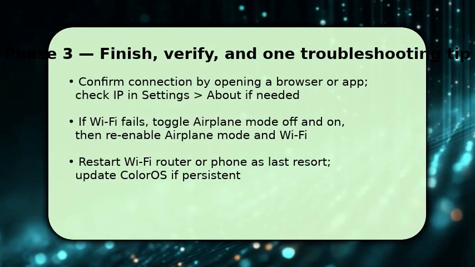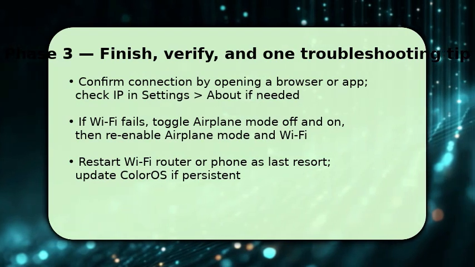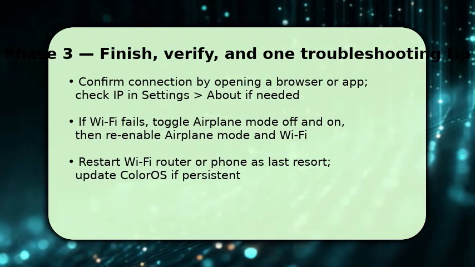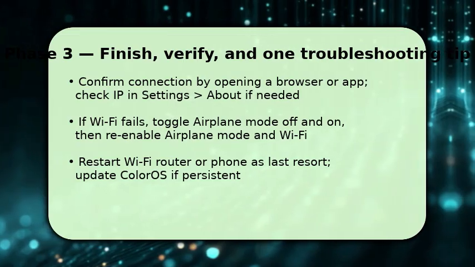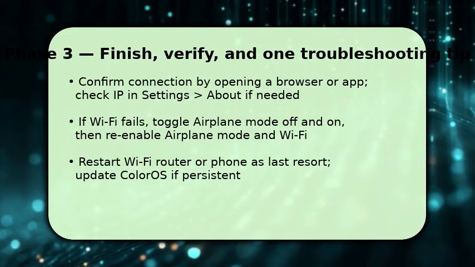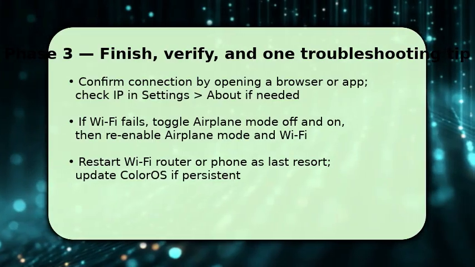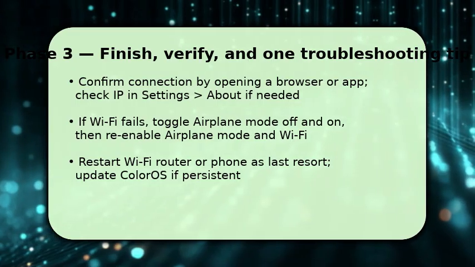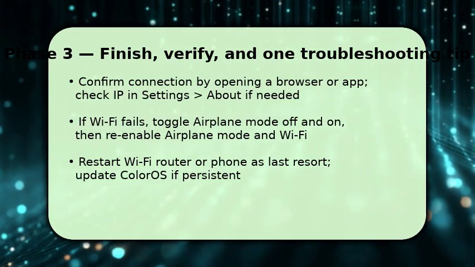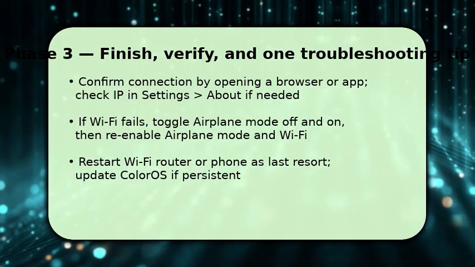You complete the process by verifying internet. Open a browser or app and load a page. Make sure the Wi-Fi icon shows connected. If pages won't load, toggle airplane mode off briefly, then enable it again and re-enable Wi-Fi. This resets radio priorities. If that fails, reboot the phone or restart your router. Those steps clear stubborn conflicts.